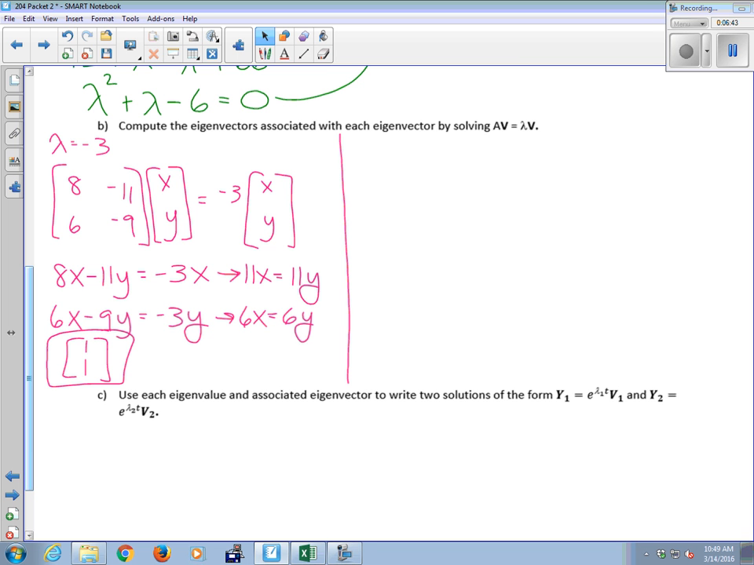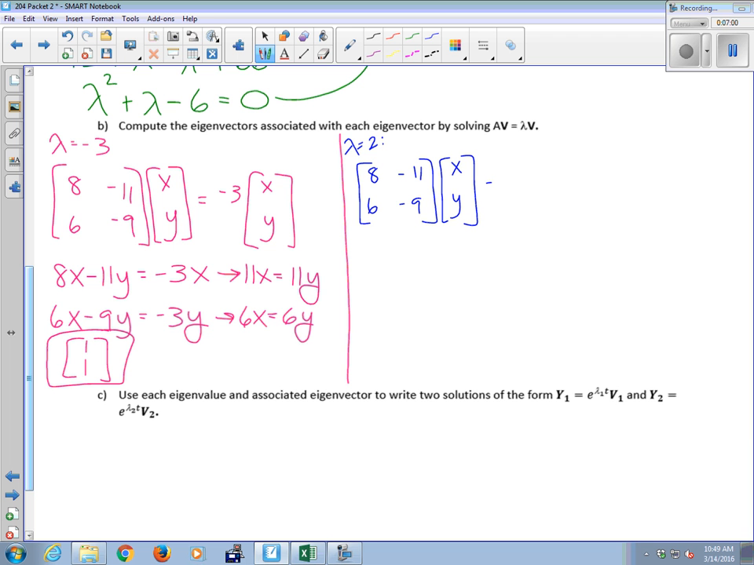Then I just do the whole process over again, but use lambda equals 2 to get the eigenvector that goes with lambda equals 2. Okay, so I've got 8, negative 11, 6, negative 9, times the unknown eigenvector equals 2 times the eigenvector. So I have 8x minus 11y equals 2x, and 6x minus 9y equals 2y.